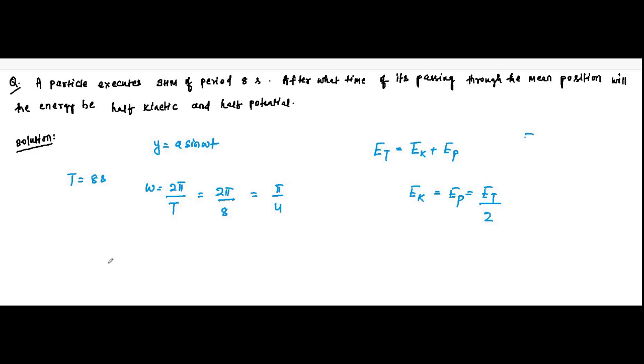Then we know that the kinetic energy expression EK is equal to 1/2 k (a square minus y square), where k is the force constant, which is given by k is equal to m omega square, where m is the mass, omega is the angular frequency. The values are not given, but we don't need them. We will calculate still without these values. And the potential energy is equal to 1/2 k y square. So both of them are related to the instantaneous position y, the displacement of the SHM motion.